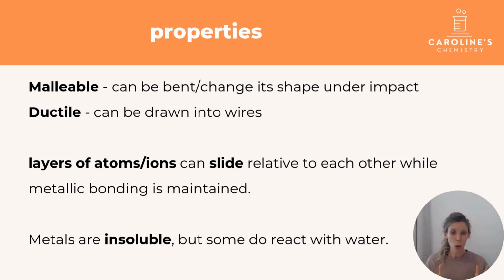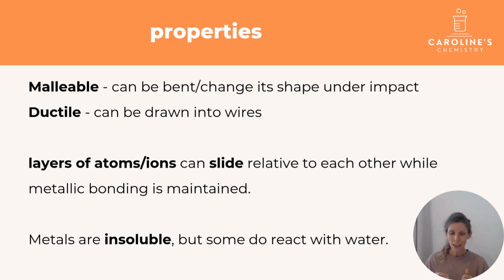Now, these two properties, both malleable and ductile, can be explained in the same way. It's because layers, important word, layers of atoms or ions can slide relative to each other. They can slide over each other, and that strong attraction is maintained. So the ions and delocalized electrons are still attracted to each other.